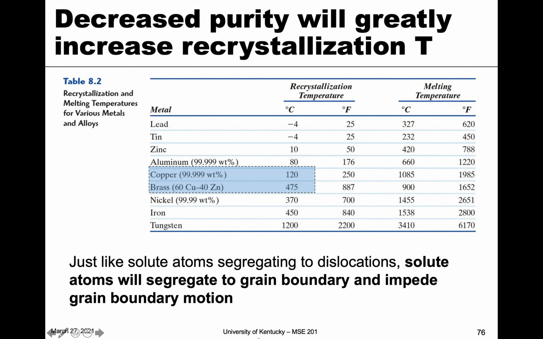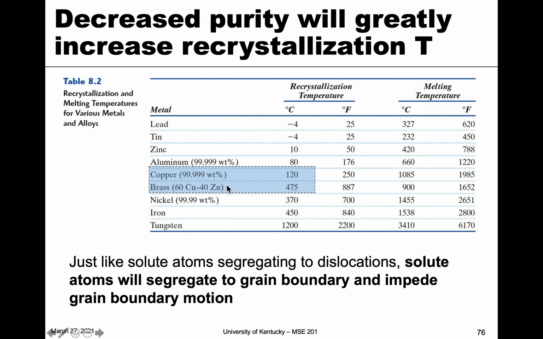And purity wise, we can take a look at table 8.2 in the text, and we can look at copper, which in this case is very, very pure. You think of it as 5 nines, so very low amounts of actual other stuff. And then you can look at brass, which is 40% other stuff, in this case, zinc. And so you can see the recrystallization temperature for pure copper is 120, so very low temperature. And then as you start to add more and more stuff, the recrystallization temperature shoots up to 475 for brass.